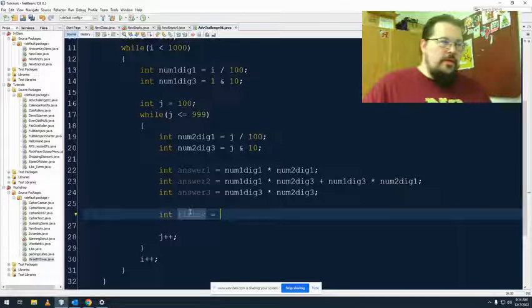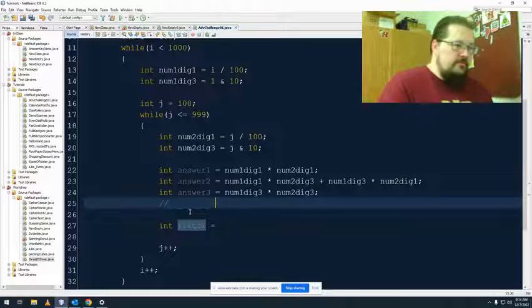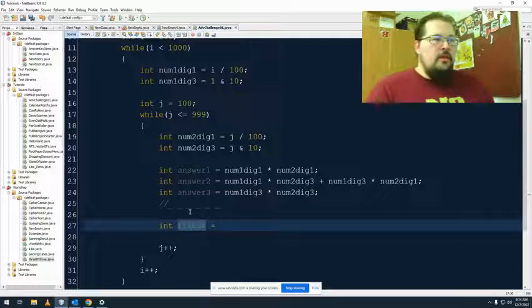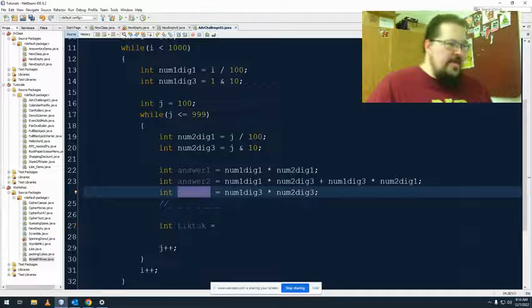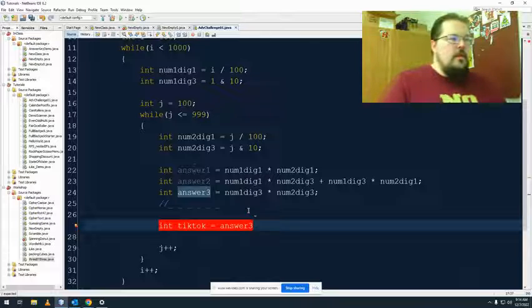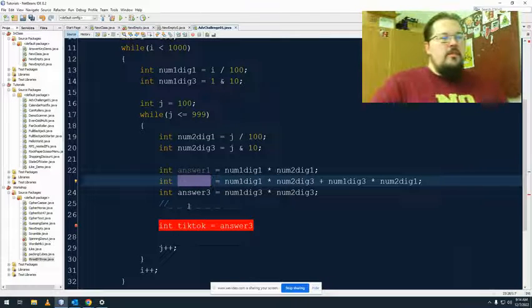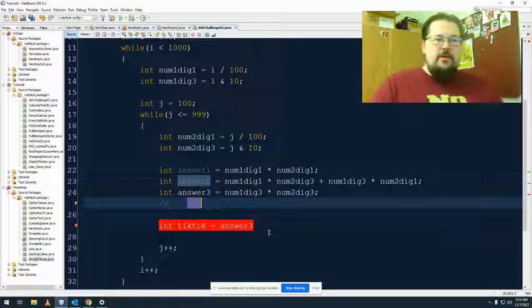Now I need to put those in the right positions. So we know we've got 6 digits: 1, 2, 3, 4, 5, 6. The ones position we don't care about, so that can just be added by itself. No problem, no harm, no foul.